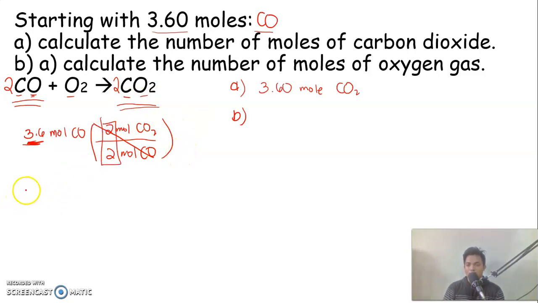Now, for your oxygen, 3.6 moles of carbon monoxide is going to be... the one on top is going to be your oxygen, remember?